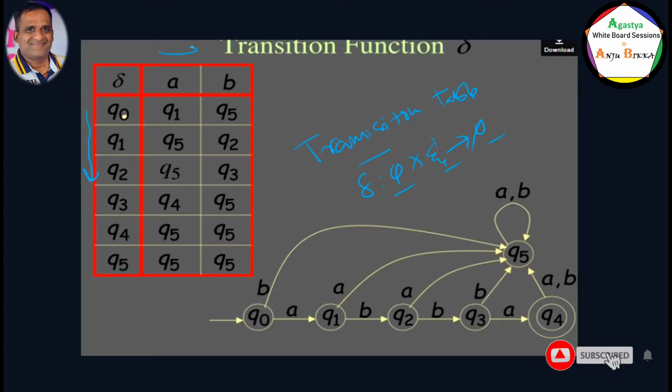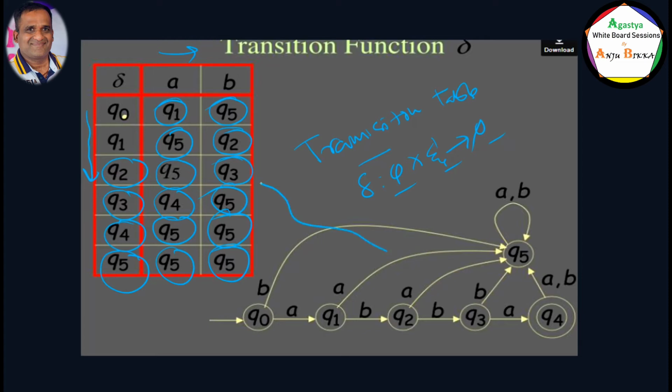These are the states. This is the input. Q0 on A goes to Q1. Q0 on B goes to Q5. Q1 on A goes to Q5. Q1 on B goes to Q2. Q2 on A goes to Q5. Q2 on B goes to Q3. Q3 on A goes to Q5, and on B, Q4. Q4 on A and B goes to Q5, and Q5 on A goes to Q5, and on B goes to Q5. So the transitions are represented by using the transition table.